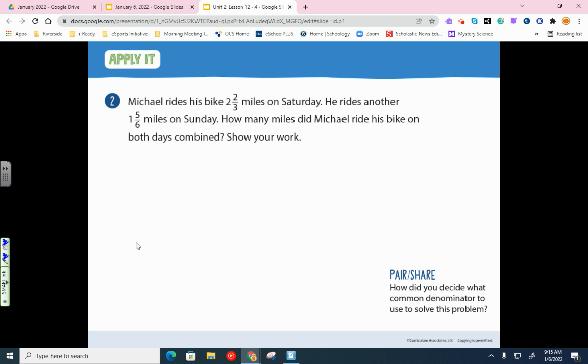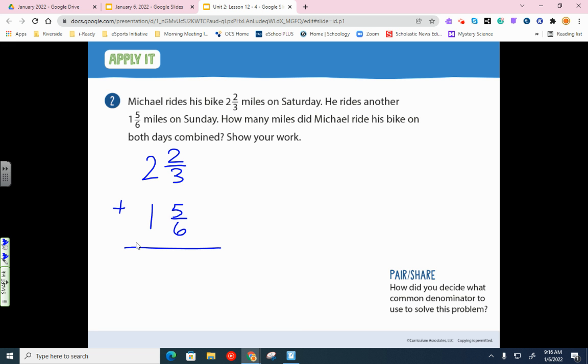Michael rides his bike 2 2/3 miles on Saturday. He rides another 1 5/6 miles on Sunday. How many miles did Michael ride on his bike on both days combined? So this is an addition problem, and we're going to show our work. So for these, 2 2/3 plus 1 5/6.